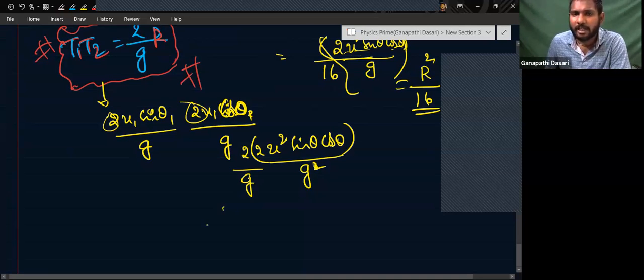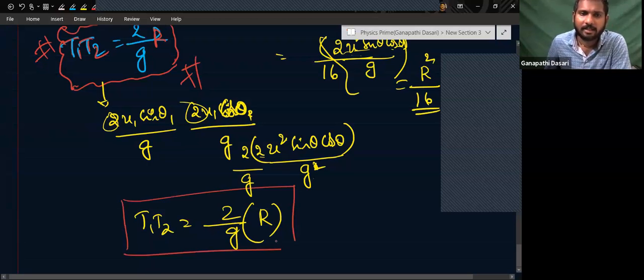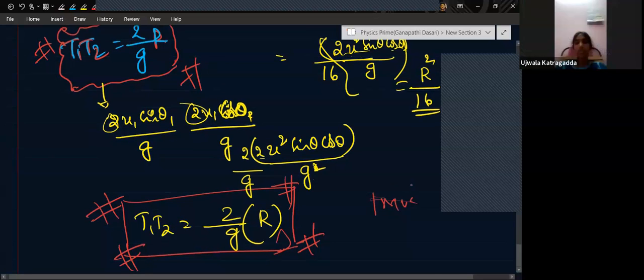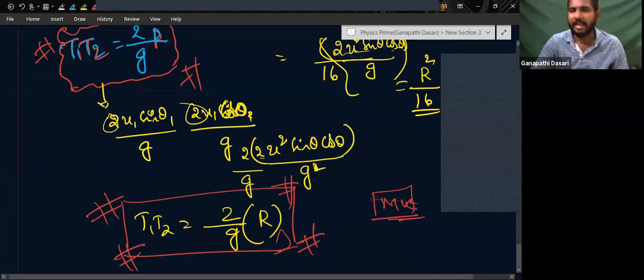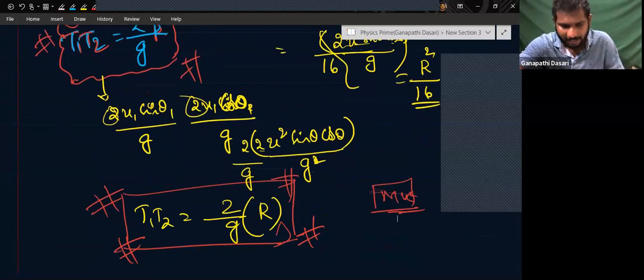So T2 by g of 2u square sin theta cos theta by g can be written as u square sin 2 theta by g. That is nothing but range, isn't it? So the multiplication of the times of flight T1 and T2 will be 2 by g of R. This is another important result, the most valuable concept. You can take it into account. Let us see a question.